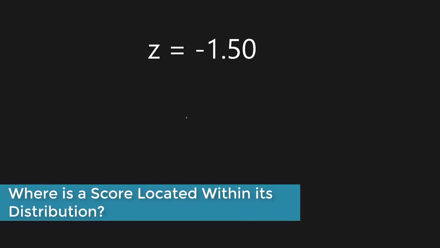Where is an individual score located within the distribution? Well, if we have our individual score represented as a z-score, or expressed as a z-score like I do here, this negative 1.50, then it's a pretty easy process to figure out where this is.